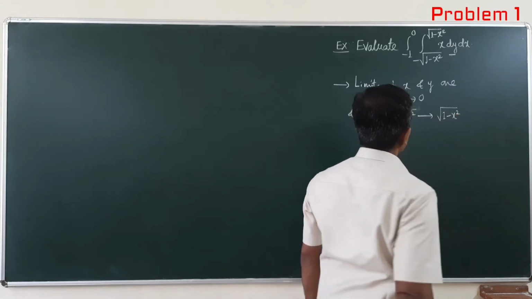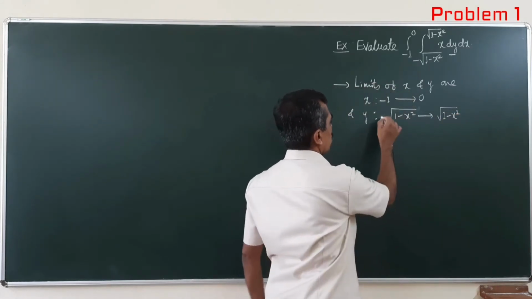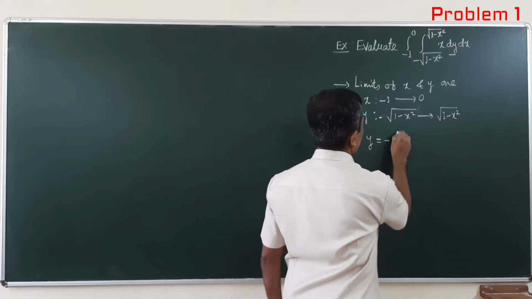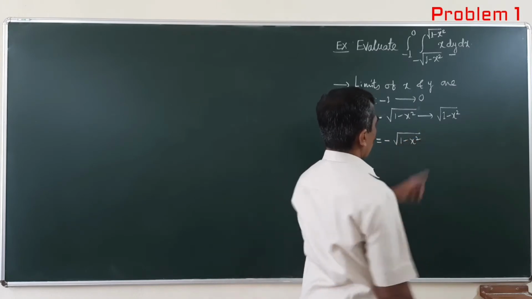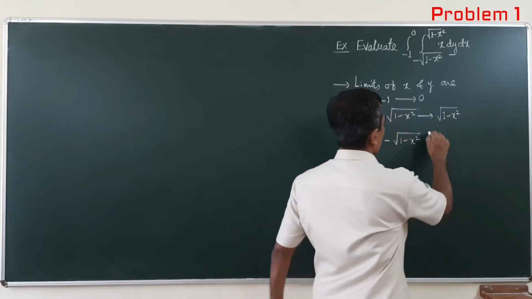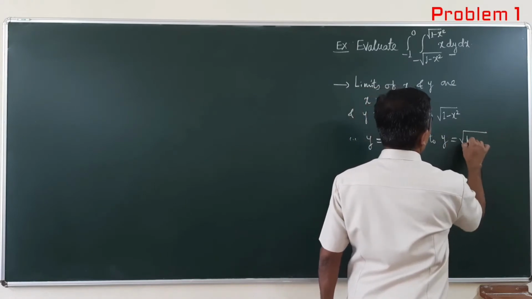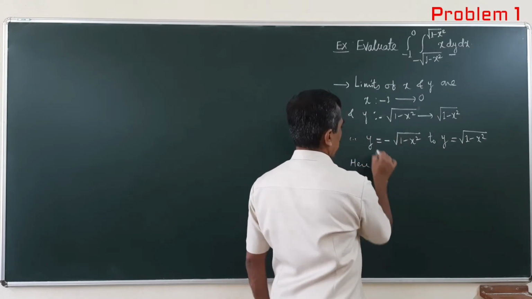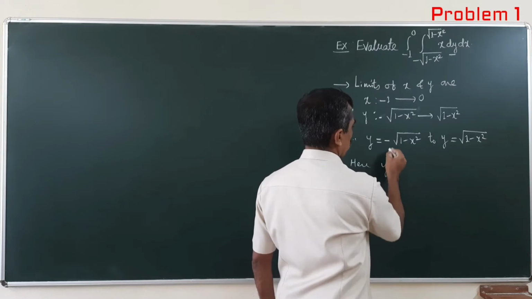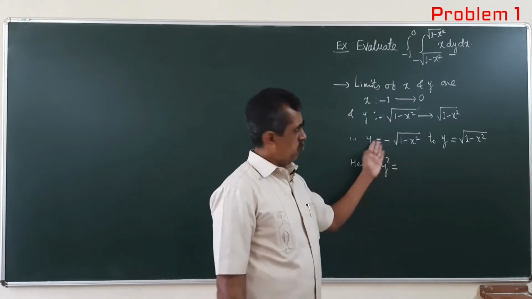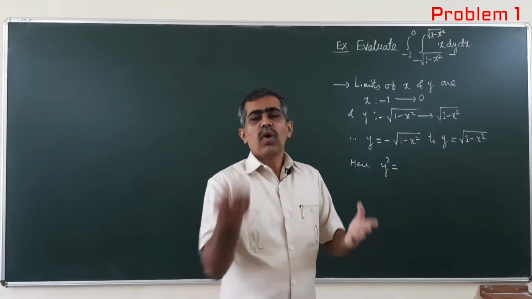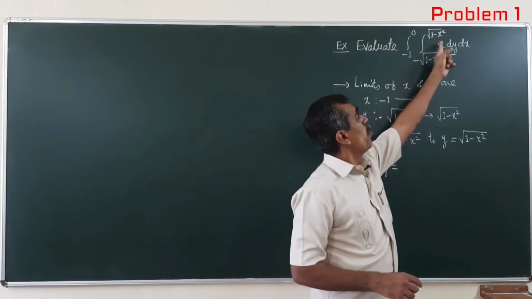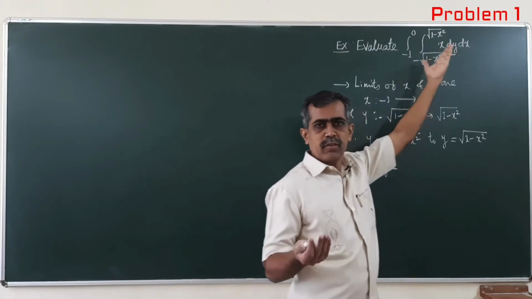root 1 minus x square. So that is y equals minus under root 1 minus x square to y equals plus under root 1 minus x square. Now y square is equal to, square both sides. I want to determine the region of integration, or the domain of integration, of this given function. Here f of xy is simply x.